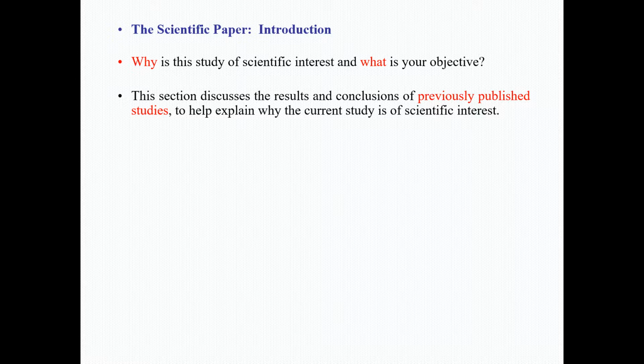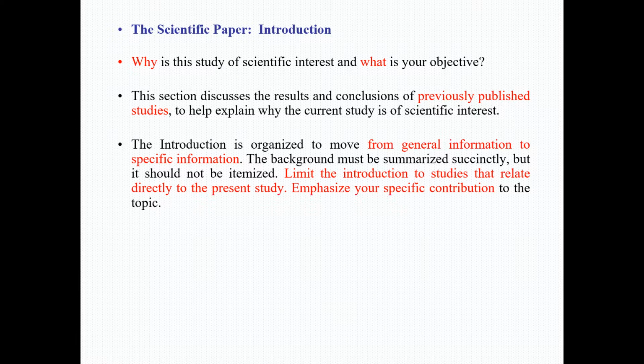So in this section, whenever you present your data or your argument to a new audience, or you want to publish in a journal, you have a background, and from that background you are trying to distinguish or separate your findings. You want to tell the editor and the audience why and how your data is different from the work that has already been published. So the introduction section is organized to move from general information to specific information. The background must be summarized exactly, but it should not be itemized. So limit the introduction to the studies that relate directly to the present study. Do not put in extra data which is not relevant to your findings.